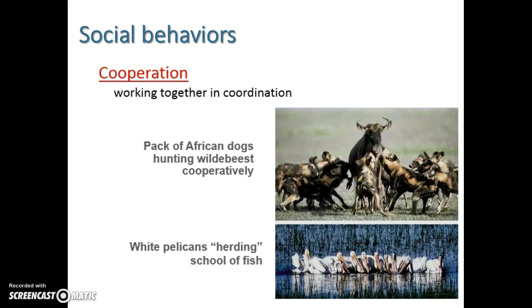In this case, we have, for example, packs of African dogs that hunt cooperatively, or white pelicans that herd a school of fish. Dolphins also can work together, or killer whales work together to herd a school of fish. This working together is usually a way to obtain the greatest resources for food, and that working together in coordination is called the social behavior of cooperation.